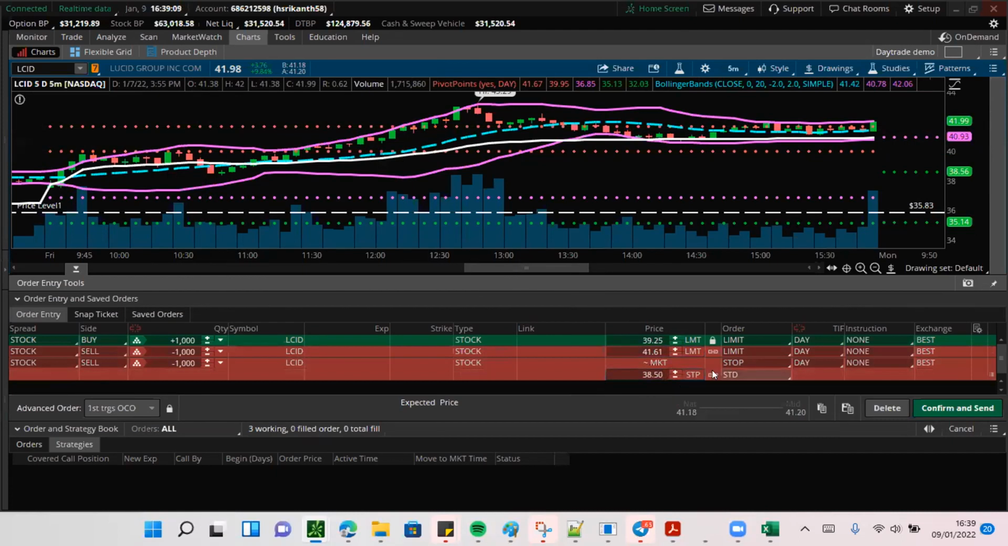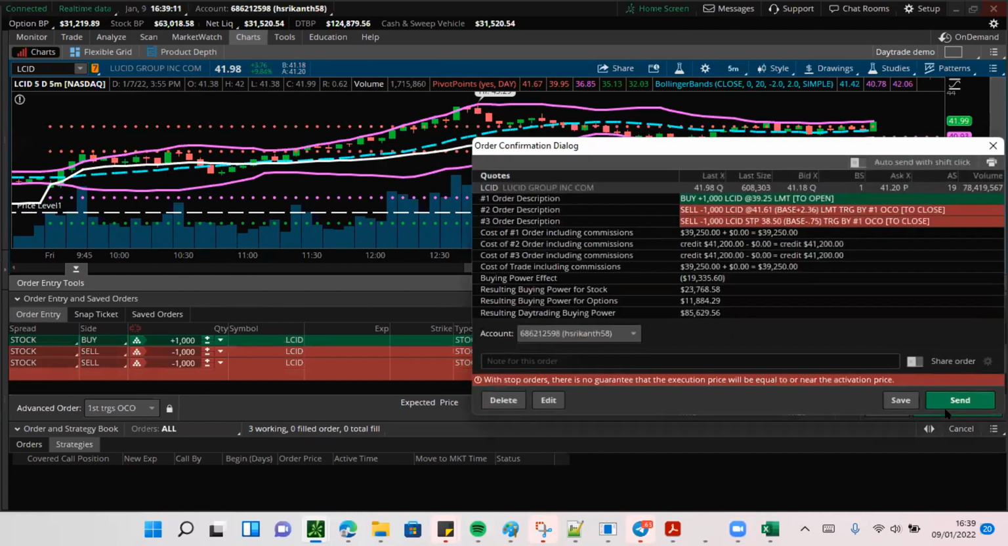Initially, I'll just keep some price stop order. So I'm planning to buy at 39.25 and plan to sell it at 41.61, and my stop loss is right here. So you know, right? This is plan A. Order 2 sells plan A, and order 3 sells plan B. If the stock goes down below 38.50, yes, I am out. Clearly, I'm taking my loss and exiting my trade, and I am buying 1,000 stocks.